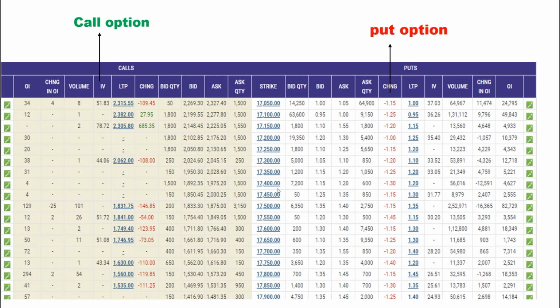In the center we have the strike price: 17,050, 17,100, 17,150, after that 200. It adds in steps of 50. And this is for the put option. The same as for the call options, the put option starts with the bid quantity and bid, and likewise it continues.